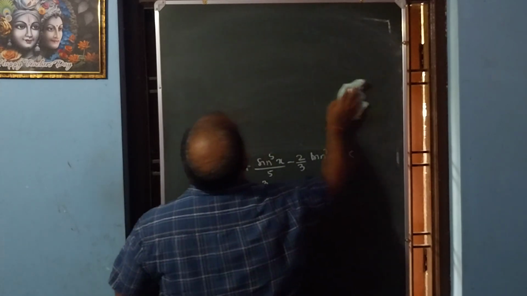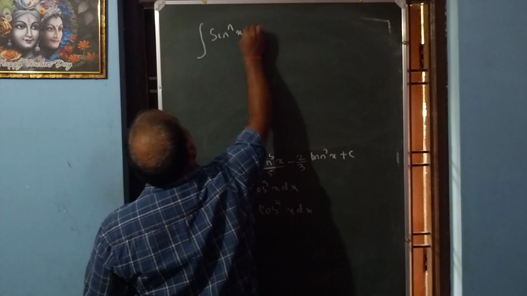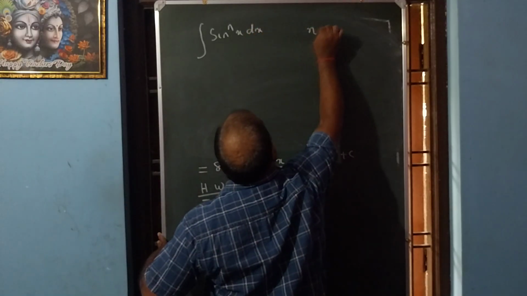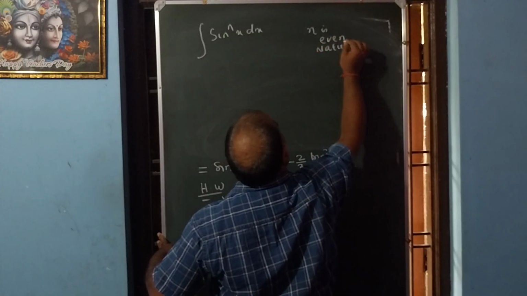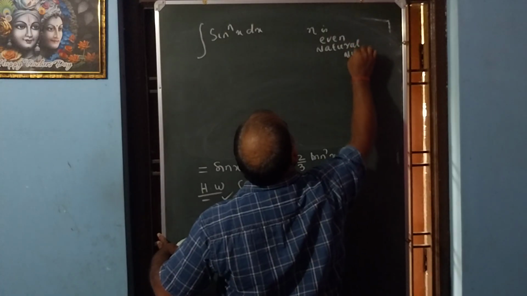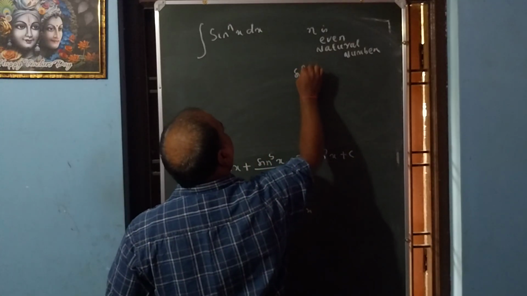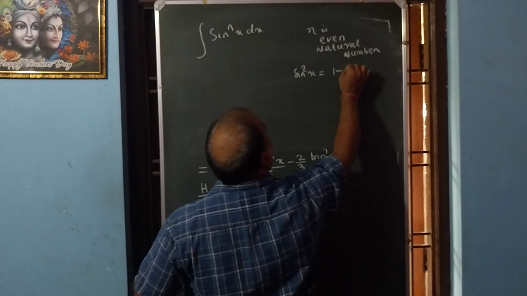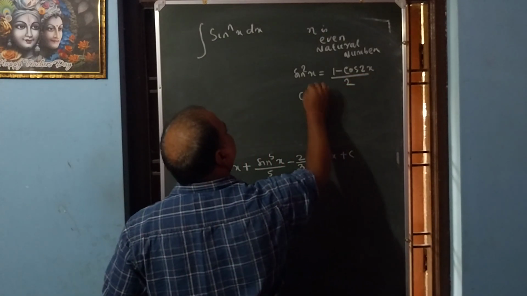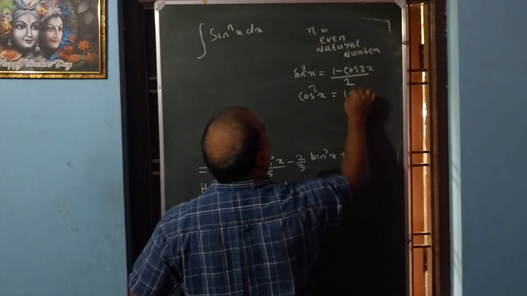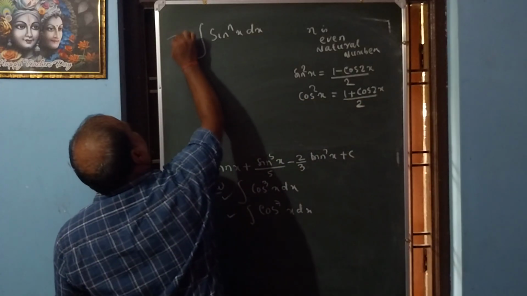Another type. When integrating sin to the power n x dx, where n is an even natural number, in this case we have to rationalize: sin square x is equal to 1 minus cos 2x by 2 and cos square x is equal to 1 plus cos 2x by 2. Okay, this is one type.